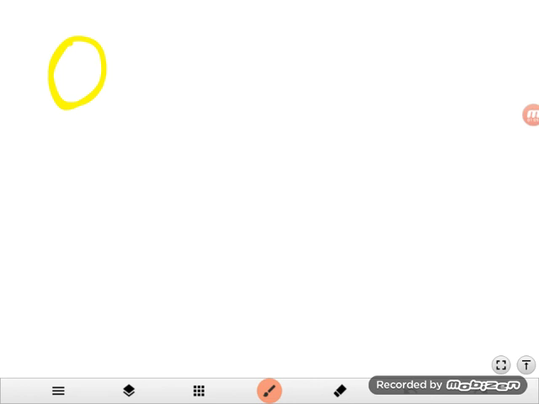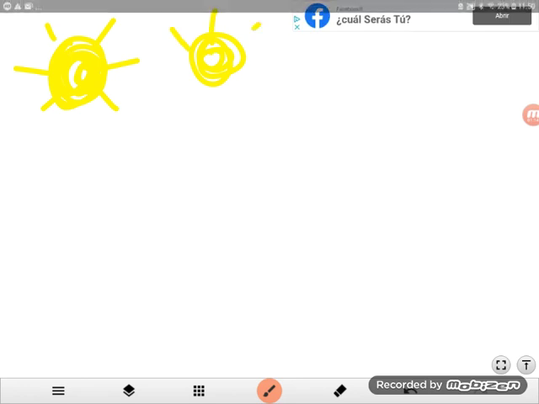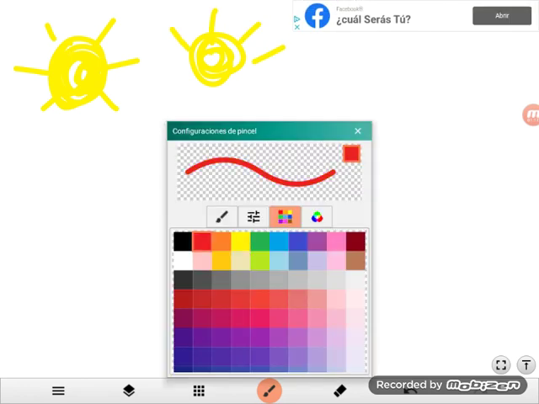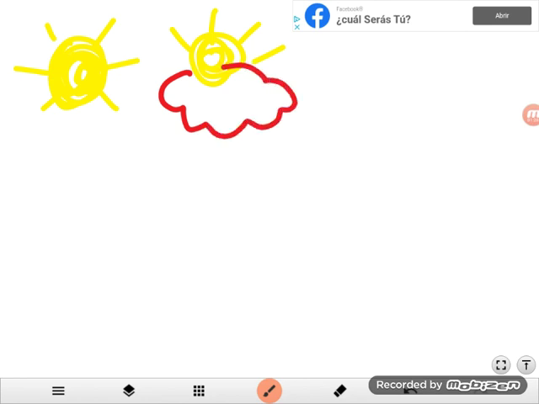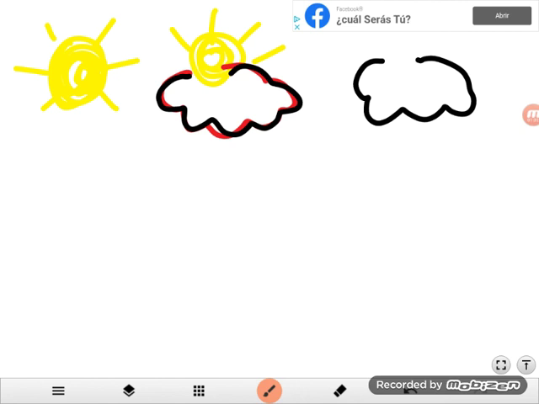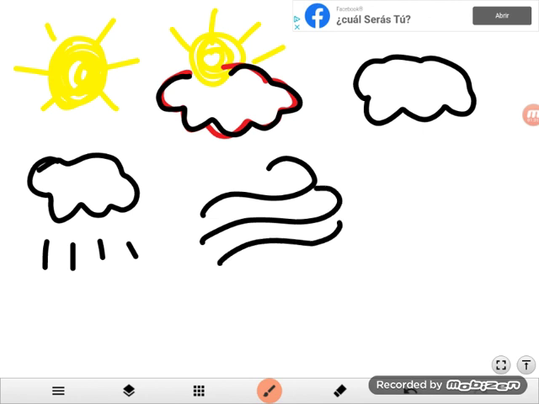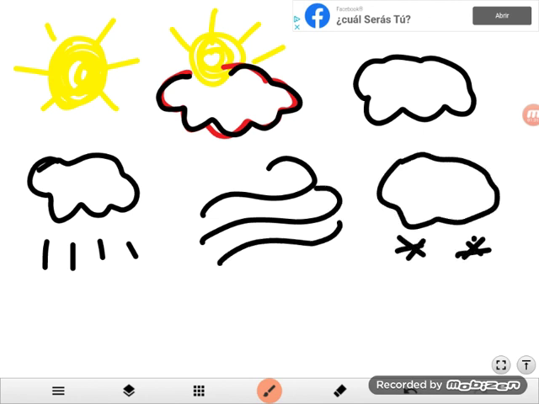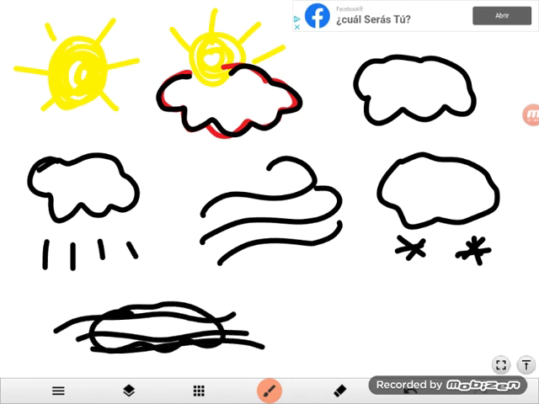How is the weather? Is it sunny today? Yes, it's sunny. One moment please. Is it cloudy with sun clears? Maybe. Is it cloudy? Is it rainy? Is it windy? Is it snowy? Is it foggy? Maybe it's foggy. Who knows? We never know how the weather is going to be. So look through the window immediately and tell me how the weather is.